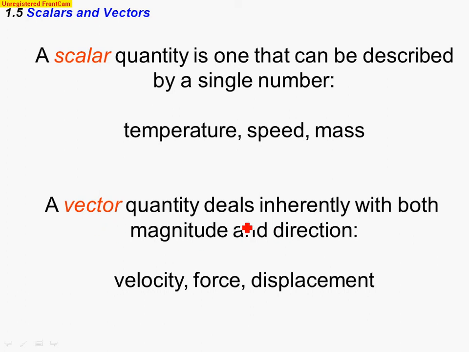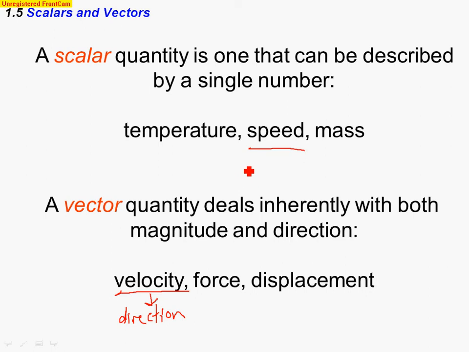Vectors, on the other hand, are things that have not only a magnitude or a size, but they also have a direction. So here's some examples of things that are vectors. Now, a lot of people use speed and velocity interchangeably, but by definition, the difference between speed and velocity is that velocity also has a direction.